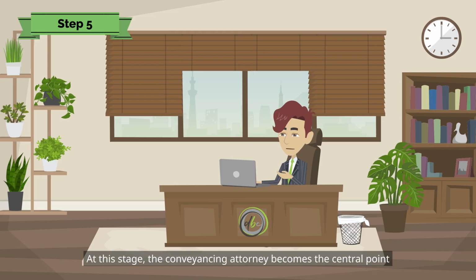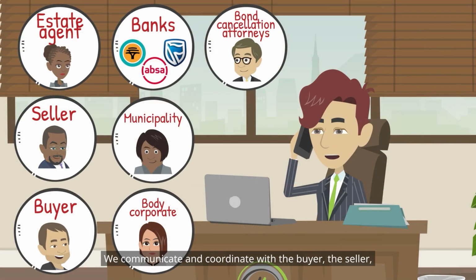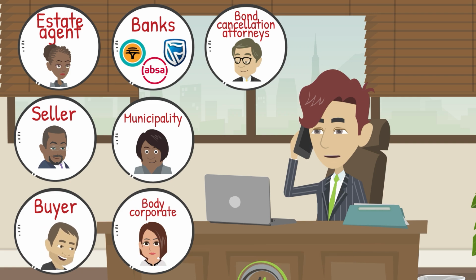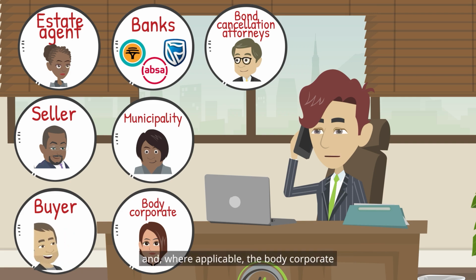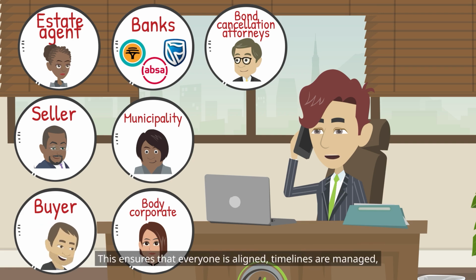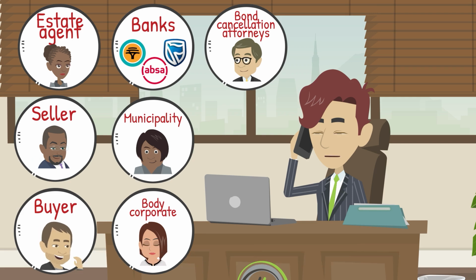At this stage, the conveyancing attorney becomes the central point of contact in the transaction. We communicate and coordinate with the buyer, the seller, the estate agent, the banks and bond attorneys, the bond cancellation attorneys, the municipality, and where applicable, the body corporate or managing agents. This ensures that everyone is aligned, timelines are managed, and the transfer progresses smoothly with clear and regular updates.